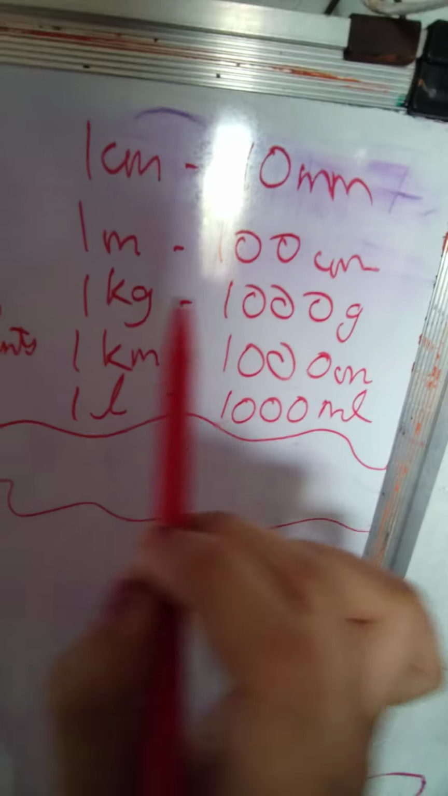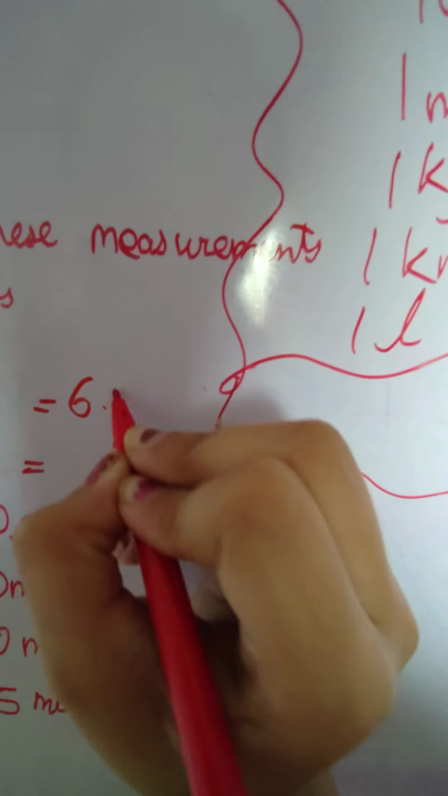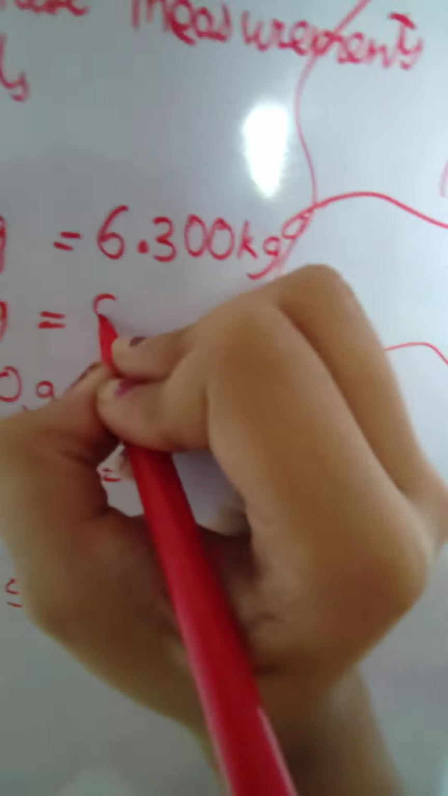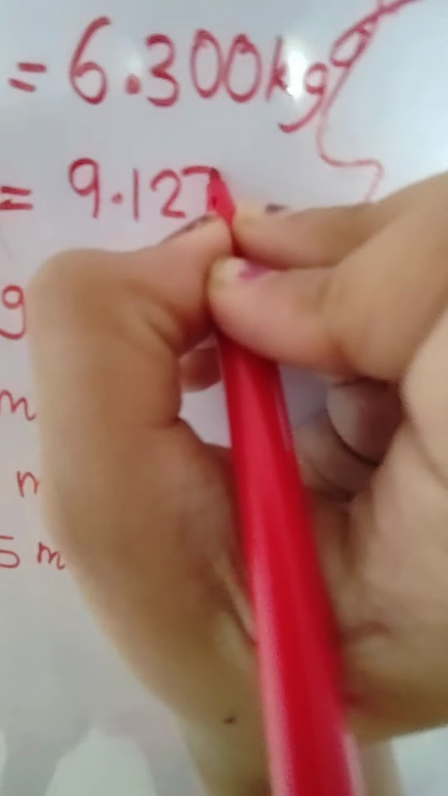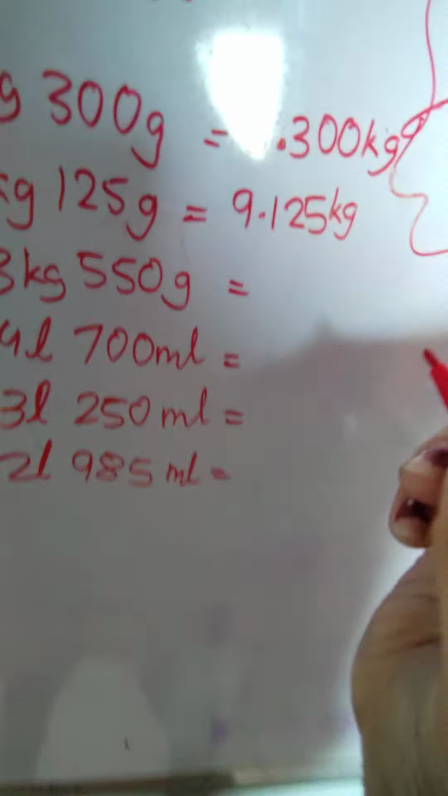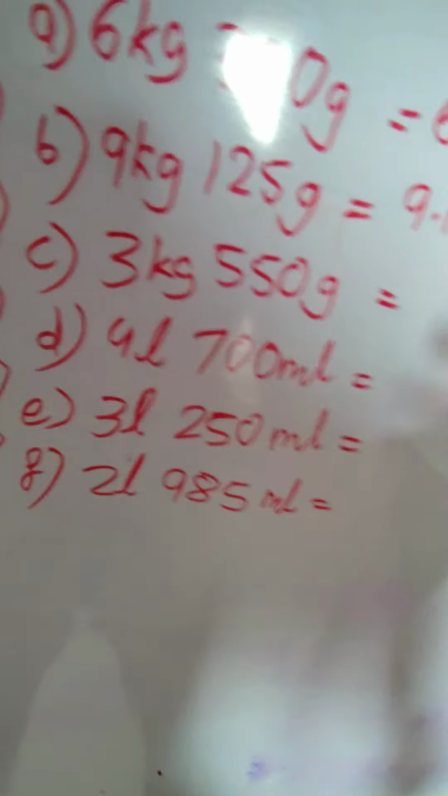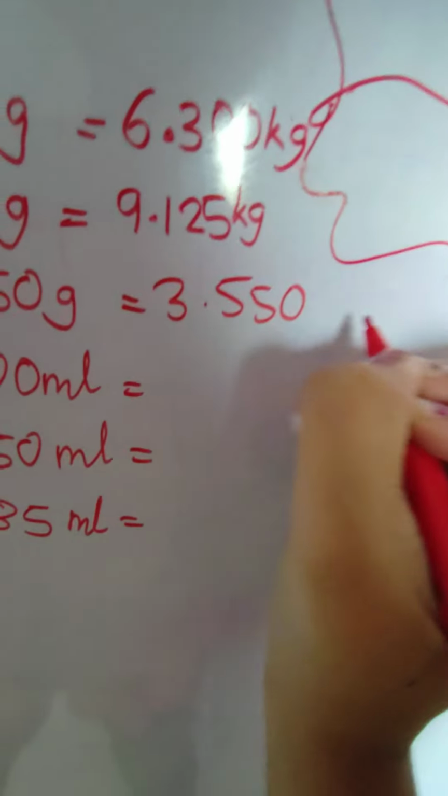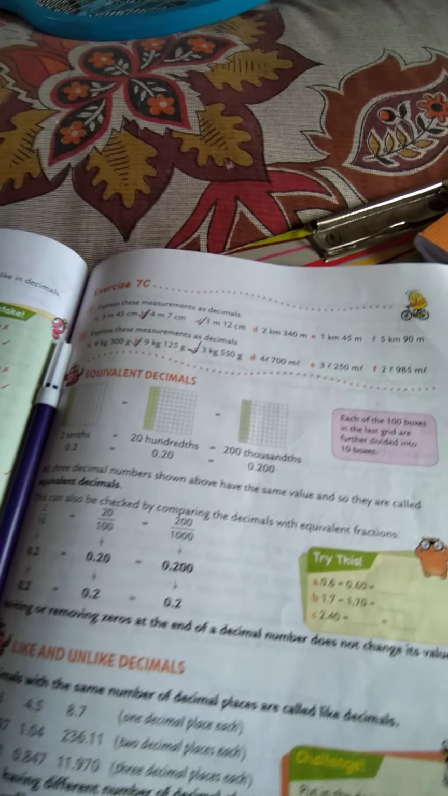We'll refer this. Again it's 1000, but we don't need anything. The answer will be as it is. Just add a point. I'll add a big one so you can see. 9 kg 125 gram. Again it is the same. It has 3 digits, so we don't need to add. Now 3 kg 550 gram. Again it is same. 3.550 kg. Let me show the book ones. 3.300, 9.125 and 3.550. Okay, let's move to the next one.